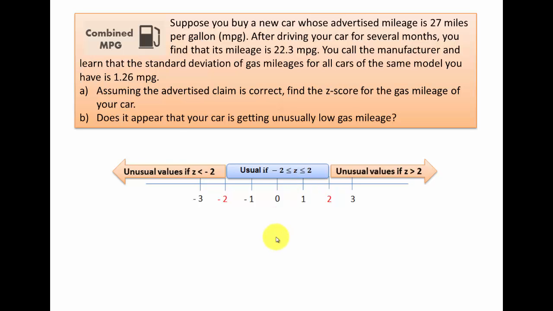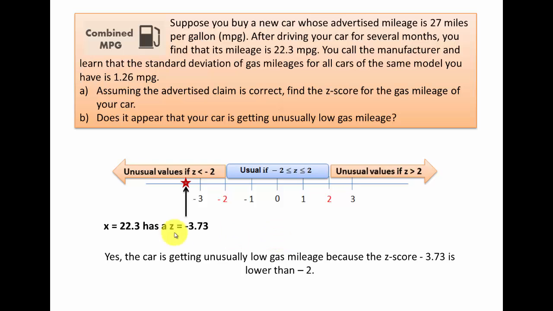In our problem, 22.3 has a z-score equal to negative 3.73, which is definitely lower than negative 2. Therefore, we conclude that your car is getting unusually low gas mileage.